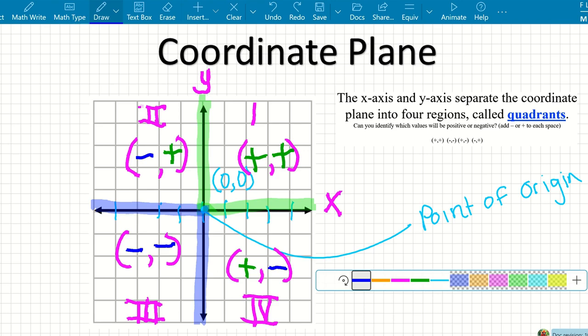When you look at these four quadrants and you're looking at the x and the y values, whether they're positive or negatives, what patterns do you notice?